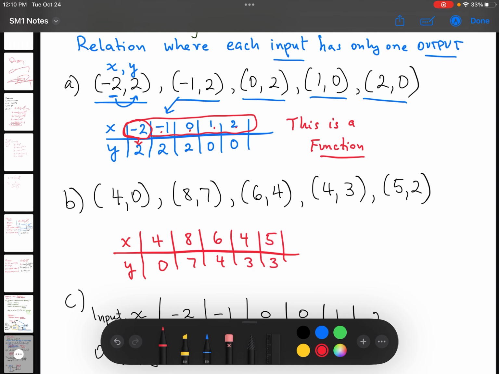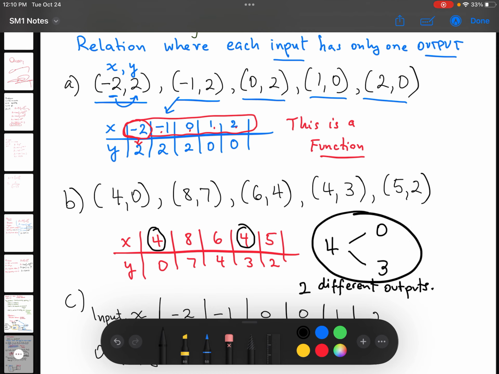Hope that you can see it already. As you can see, number 4 is an input twice. So 4 has 2 different outputs. They are 0 and 3. So in this case, 4 has 2 different outputs. Based on our definition, it is not possible for this to be called a function. So this is not a function.